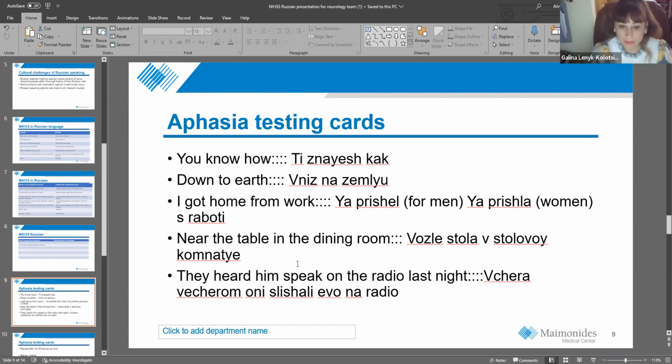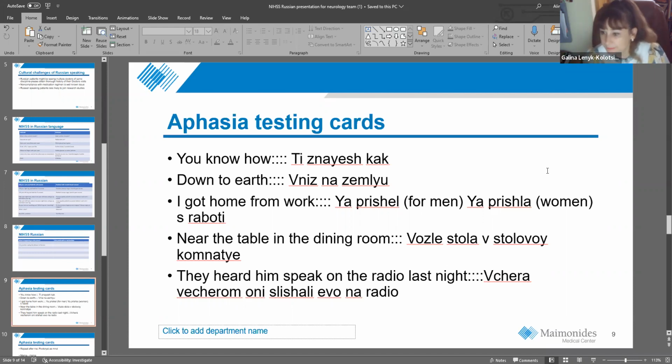So near the table in the dining room. It's возле стола в столовой комнате. It's a tough one because it's стол and столовой. For us it's kind of the same meaning. So возле стола. Стол is the table. The dining room, for us, is like столовая комната. So it's basically стол, столовая, dining room. Dining and the table, it's kind of the same sounds. So возле стола в столовой комнате.